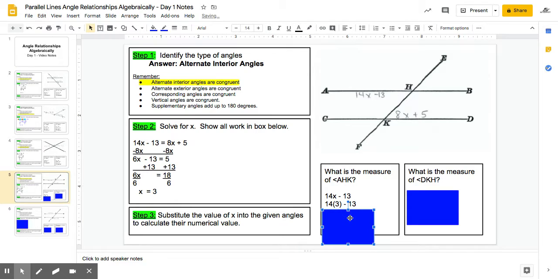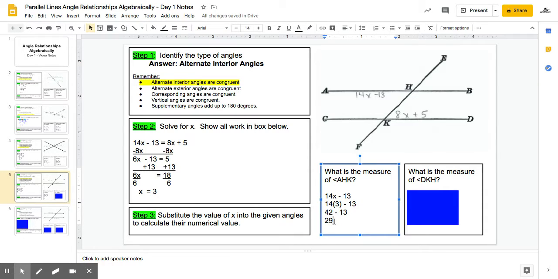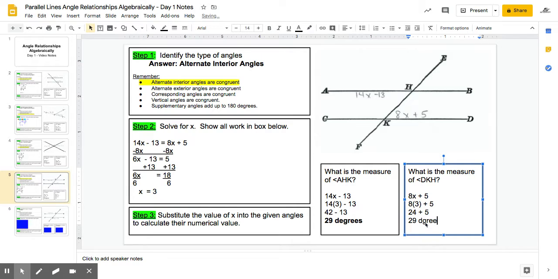Okay, I simply have to multiply before I can subtract. So 14 times 3 is 42. 42 minus 13 is 29. So I know that first angle is equal to 29 degrees. Now I'm going to come to the next angle. I'm going to plug in 3 where I see x. I'm first going to multiply 8 times 3, which is 24, and then 24 plus 5 gives us 29. So the measure of that second angle is equal to 29 degrees as well, as it should because they are alternate interior angles, which means they're equal to each other.